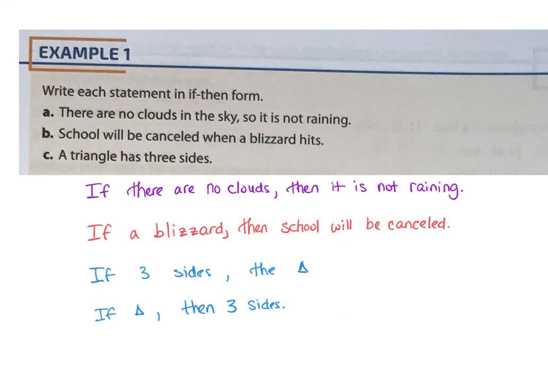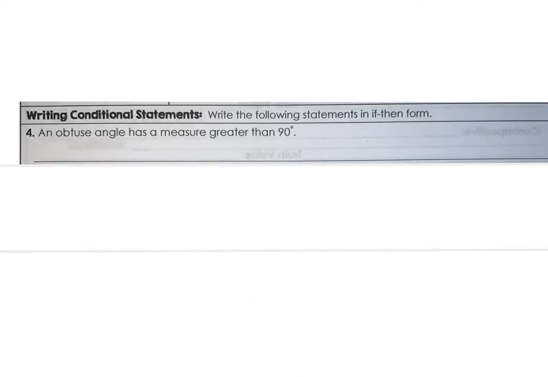All right, so let's look at the handout. Write the following statement in if-then. An obtuse angle has a measure greater than 90 degrees. So in this case, I would say if an angle is obtuse, and you can change the words around a little to make it more grammatically correct, then it has a measure of more than 90 degrees. All right, so you can switch it around. You don't have to use the exact words. All right, but that's how you would say it.